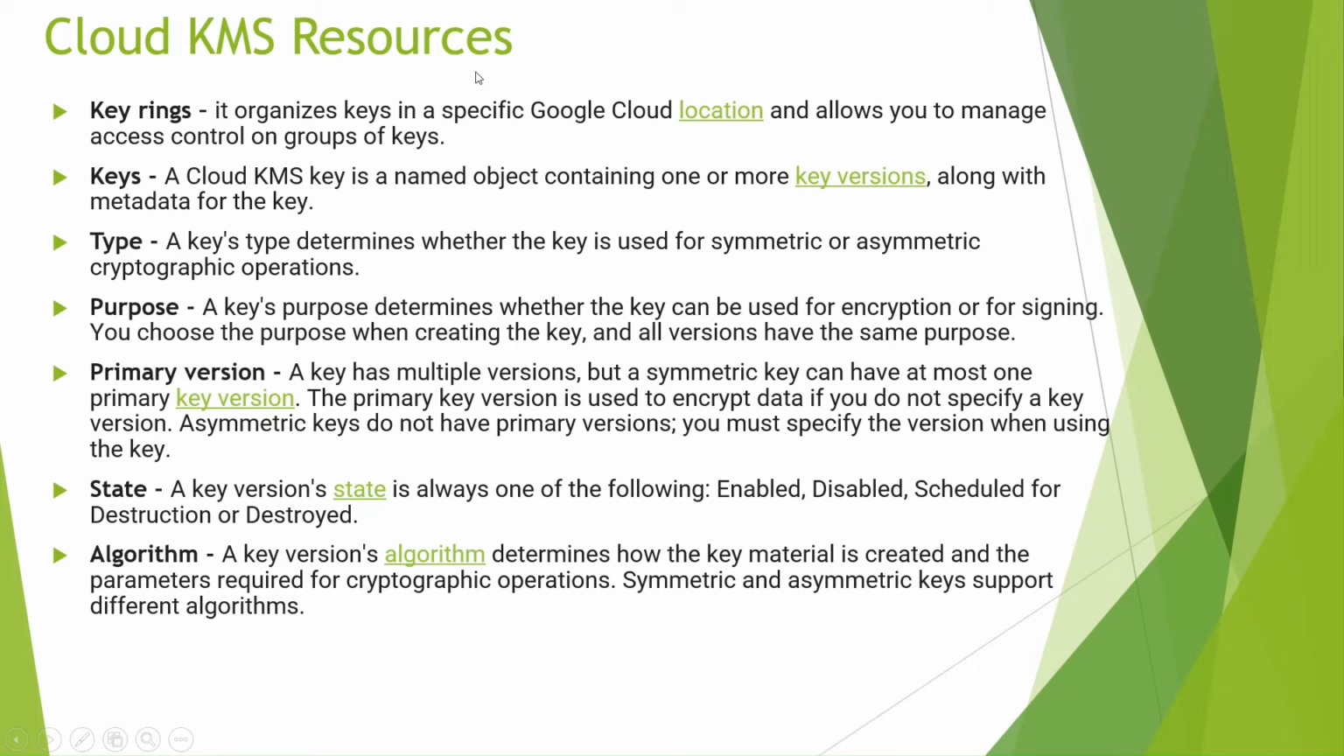So Cloud KMS, which we already discussed in the last video. First of all, we have keyrings. A keyring is like a ring in which we create multiple keys. So in Cloud KMS, if you want to create a key, first of all, we need to create a keyring. After that, we have to create a key. A key can have multiple versions, which you can create inside a keyring.